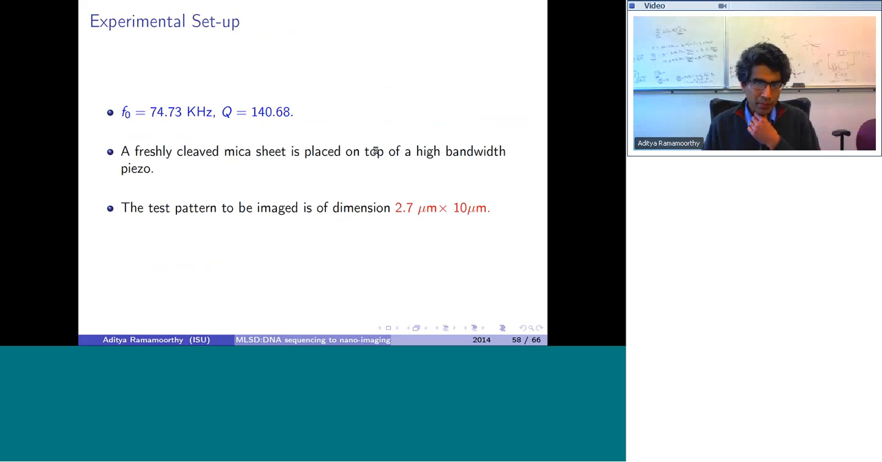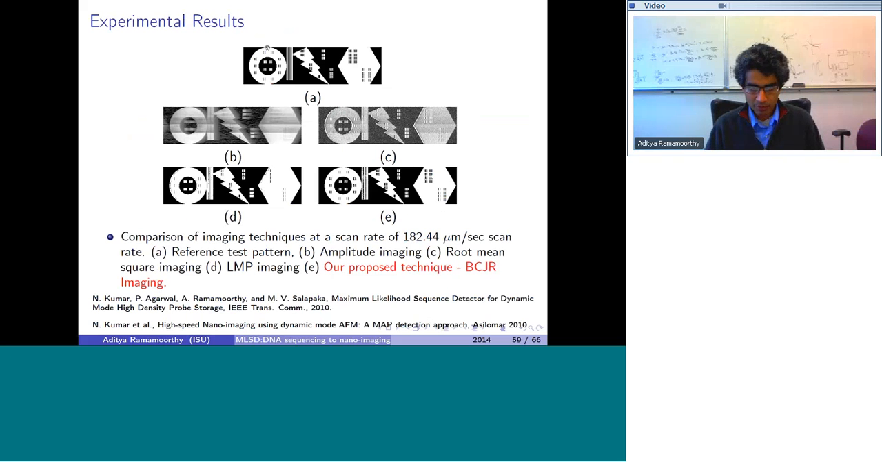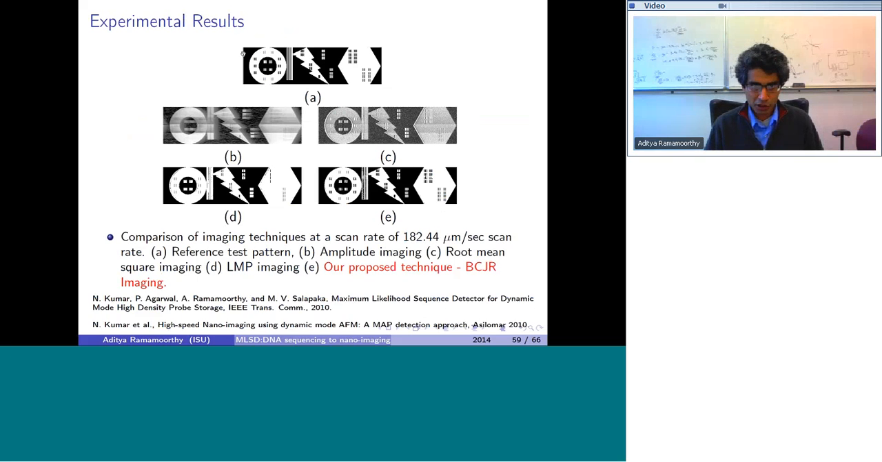So here's an experimental setup, and these are all results that were obtained in the lab. These are the parameters of the cantilever. This is a test pattern that was made in the lab. This is 2.7 micrometer by 10 micrometer. So 10 micrometers in this dimension and 2.7 micrometers in this dimension.